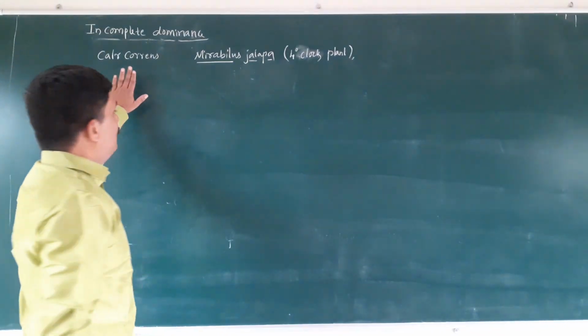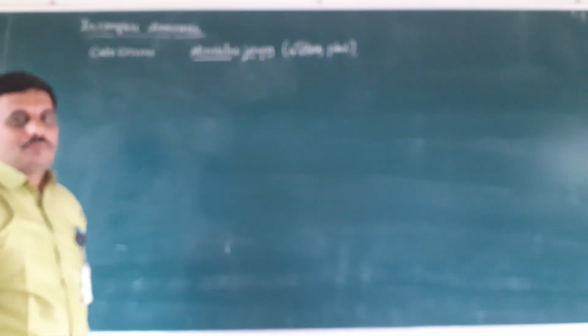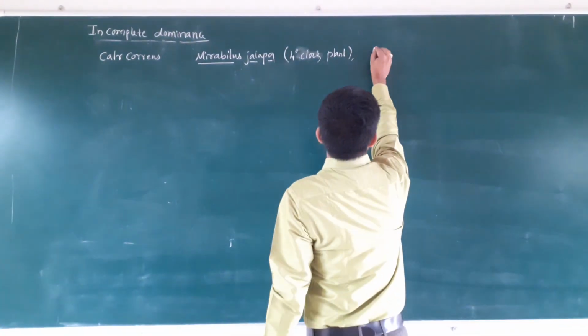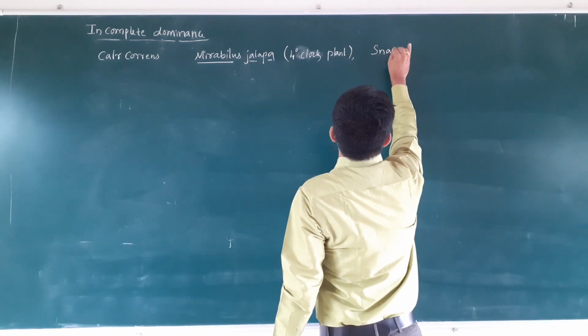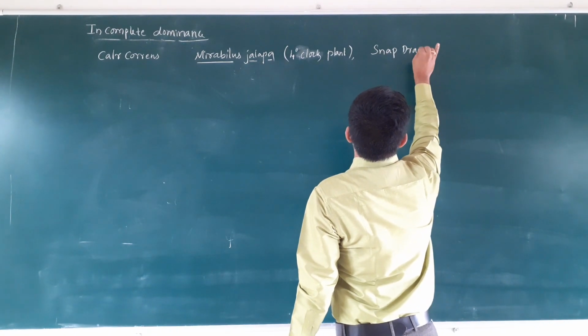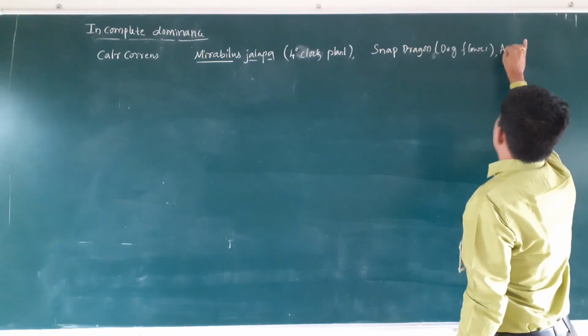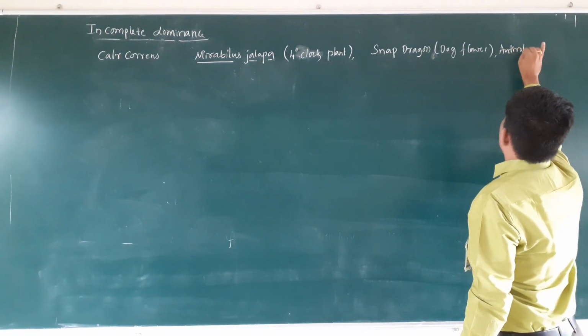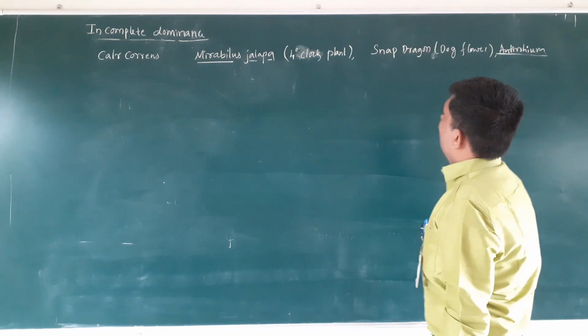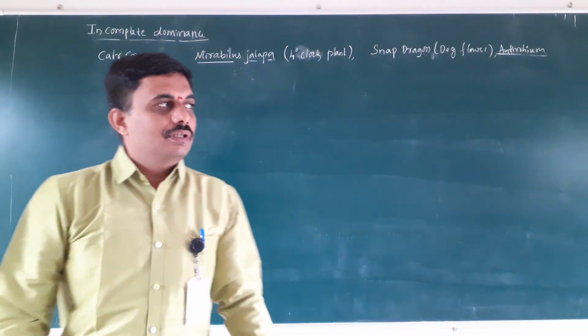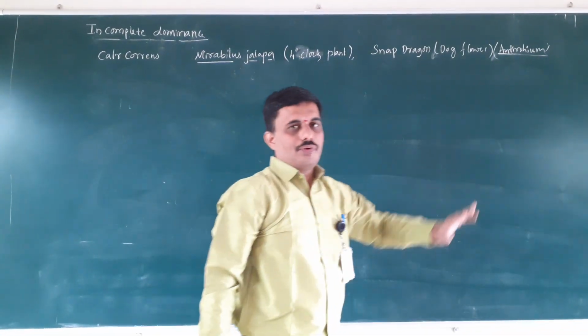Another example for this incomplete dominance is Antirrhinum, or snapdragon. Antirrhinum is also called dog flower. So Antirrhinum, or snapdragon, or dog flower.